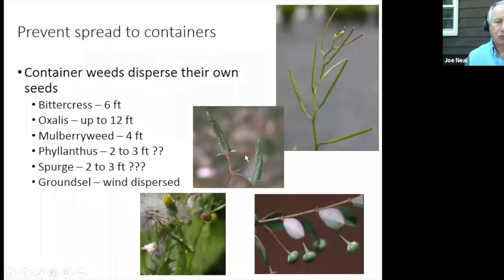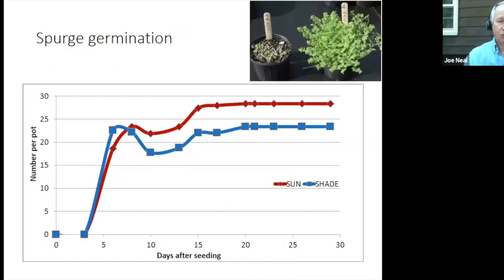oxalis. We know those can shoot their seed. The oxalis can shoot its seed up to 12 feet, bittercress 6 feet, and mulberry weed we know will shoot its seed 4 feet, but phyllanthus down here in the lower right-hand corner will shoot its seed 2 to 3 feet. The prostrate or spotted spurge can shoot its seed 2 to 3 feet, and some of the other species of spurge that are spreading in nurseries now, like hyssop, can shoot their seed even further, up to 6 to 8 feet. So one of the adaptations of our common weeds is a mechanism for self-dispersal.